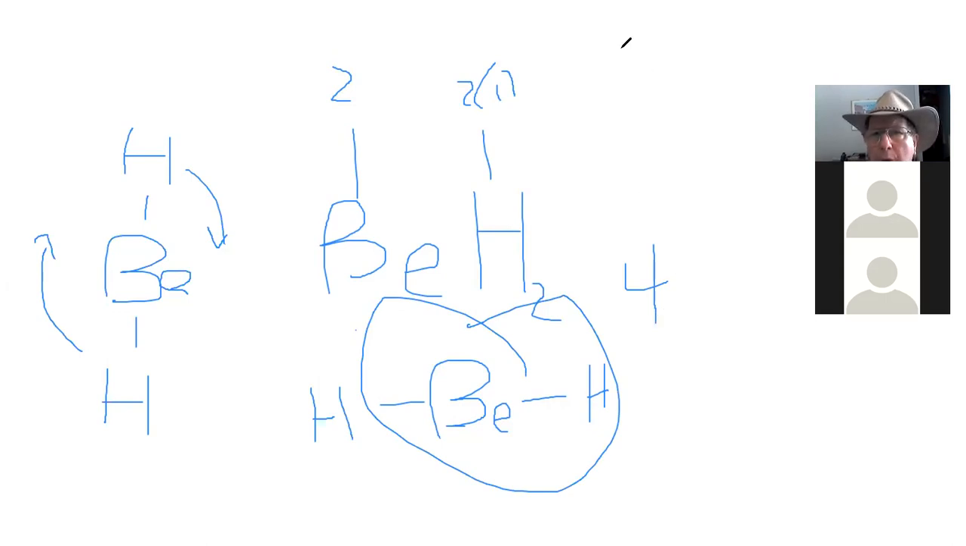Now, one more thing. If I have NO2, I know NO2 exists. It's actually one of the gases that's used in acid rain. This reacts with water to make nitric acid. But 5 and 12, I have 17 electrons.